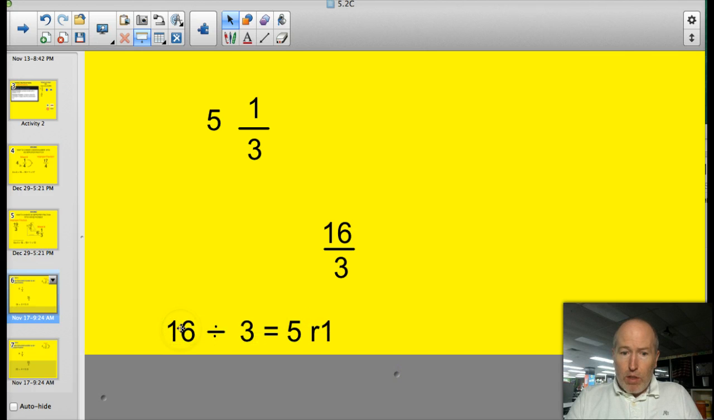Well, I'm going to turn it around. So 16 divided by 3 is 5, and I have 1 left over. So that would be 5 and 1/3. Yeah, it works. See, these are my wholes, and my remainder is going to be my numerator. Okay, so 16/3 is the correct answer.